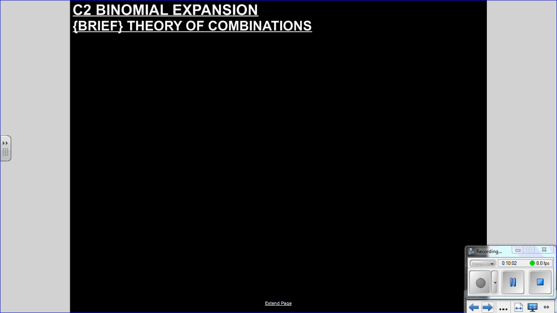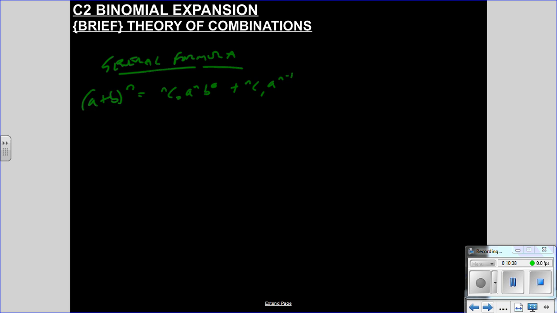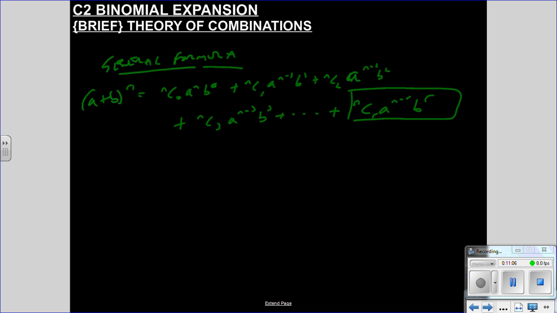So what is the generalized formula? The general formula is if you have (a plus b) to the power of n, this is the same as n choose 0, a to the power of n, b to the power of 0, plus n choose 1, a to the power of n minus 1, b to the 1, plus n choose 2, a to the power of n minus 2, b to the power of 2, plus n choose 3, a to the power of n minus 3, b cubed, plus dot dot dot, plus, let's say the power was r this time, n choose r, a to the power of n minus r, b to the r. This is your general formula, okay?